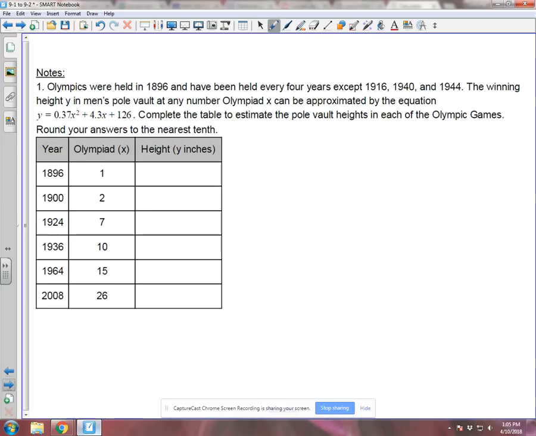Here we go. The Olympics were held in 1986 and have been held every 4 years except for 1916, 1940, and 1944. The winning height Y in men's pole vault at any number Olympiad X can be approximated by the equation. Does everybody see that equation?